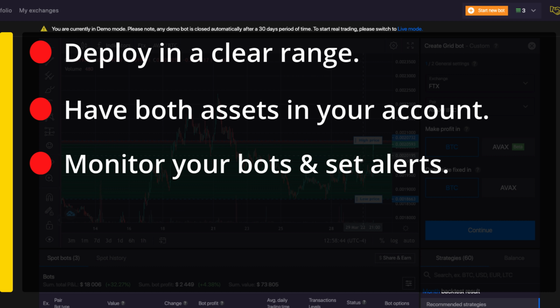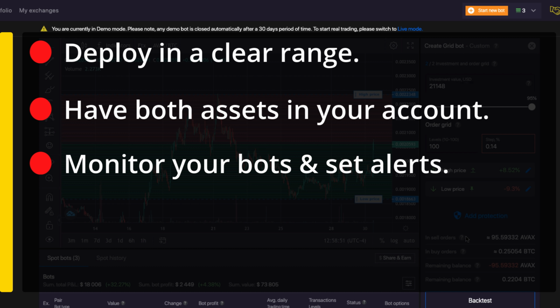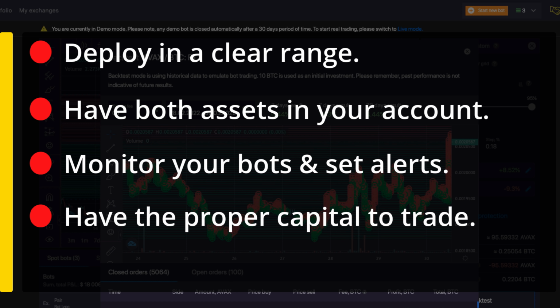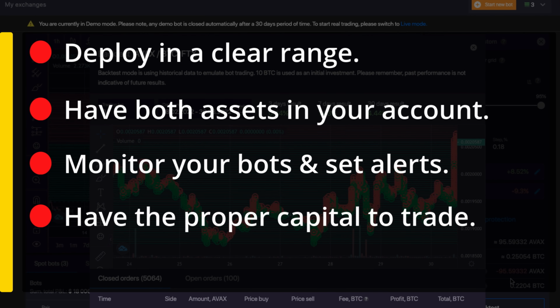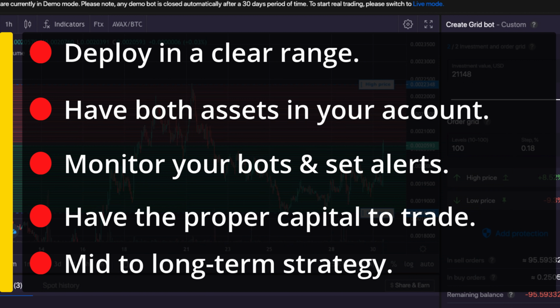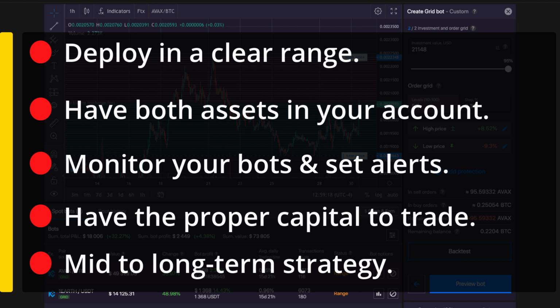Third, you need to monitor your bots based on what your top and bottom levels are. You may want to set alerts when these levels are approached. Be mindful that the smaller time frame you used to draw your grid, the more often you should check your bot. Fourth, due to the nature of grid trading, it is not worth doing if you are not able to invest at least $1,000 per bot. In addition, grid bot trading is not a short-term strategy. It is more for the medium to long-term trader who is seeking passive or close to passive income.